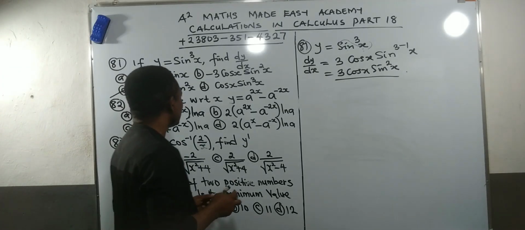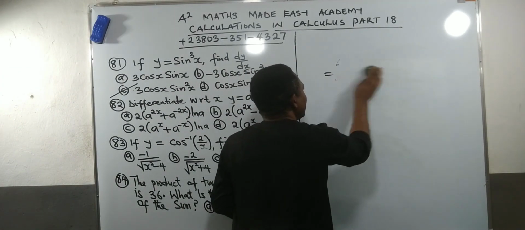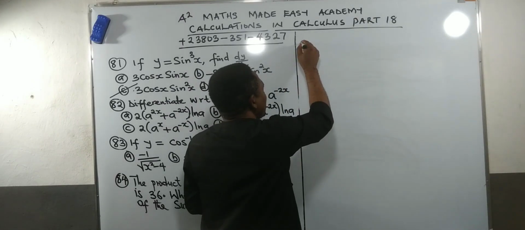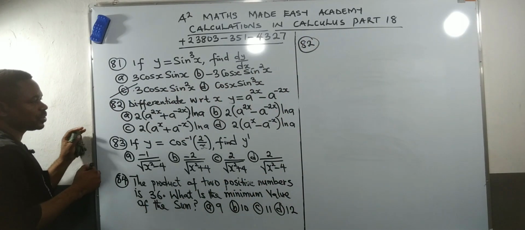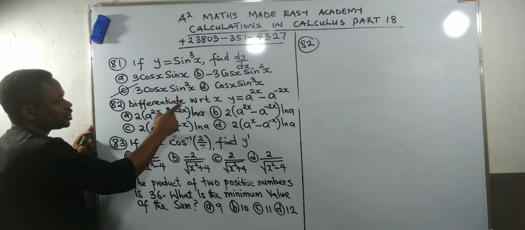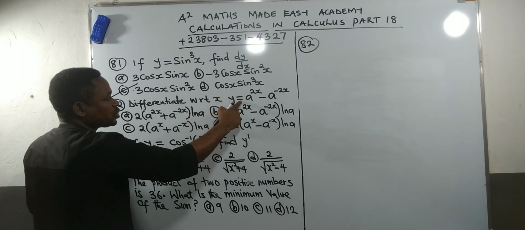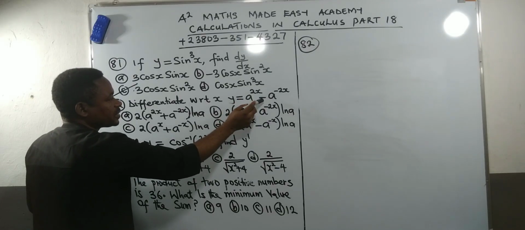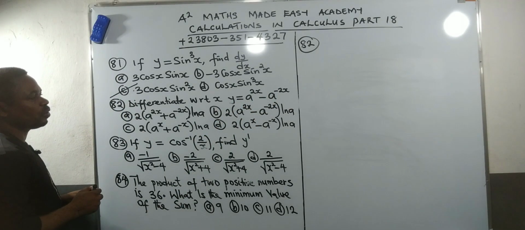Can we move to question number 82? What did I say? Question number what? 82. Question number 82. Now we are into question number 82, right? Now let's look at the question. The question said differentiate with respect to what? x. That y is equal to a raised to power 2x minus a raised to power minus 2x. And these are their options.